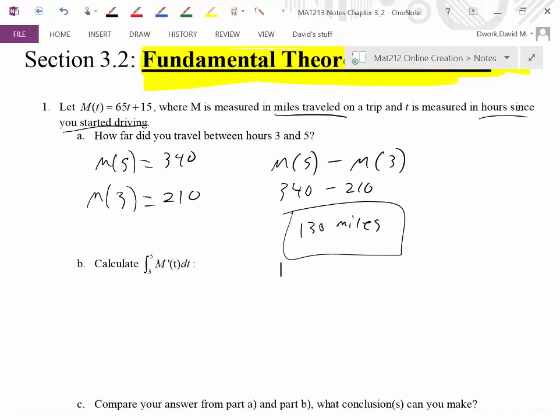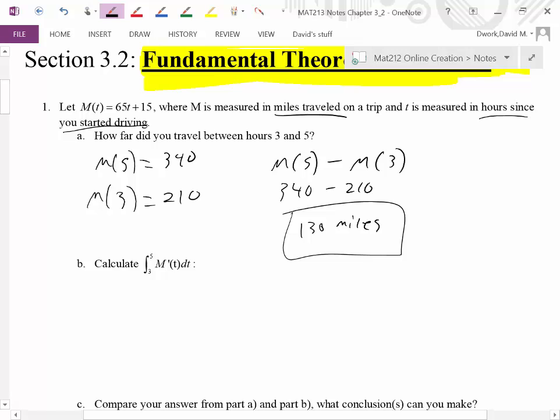Now let's calculate the integral from 3 to 5 of m prime of t. All right, now remember from section 3.1 what this notation is saying to you? This is area under the curve, right? Okay, so if you want to pause the video and try this, you have all the skills you need. But what I'm saying is we're going to do it geometrically. We're going to do it by finding area under the curve. So see if you can do that.